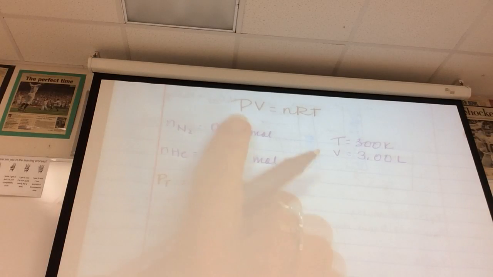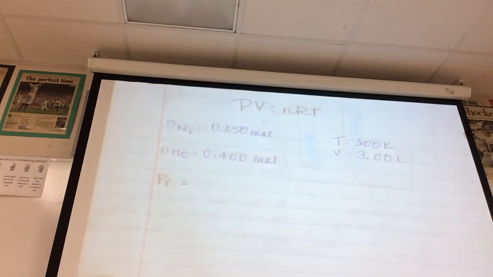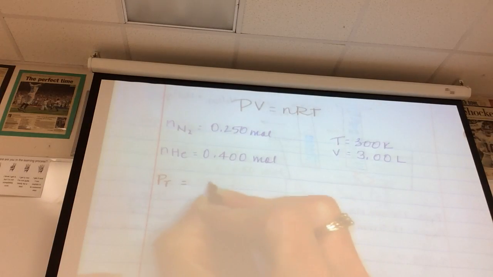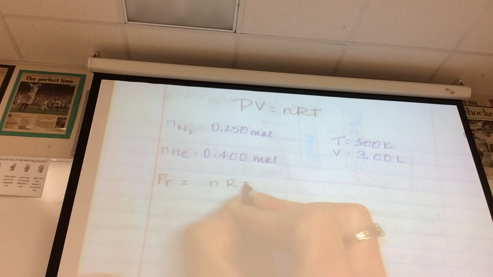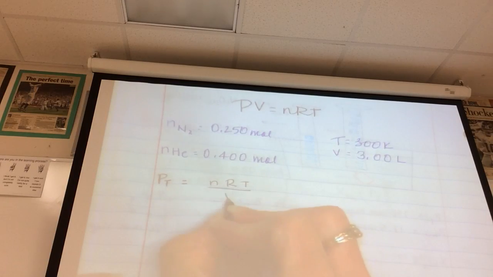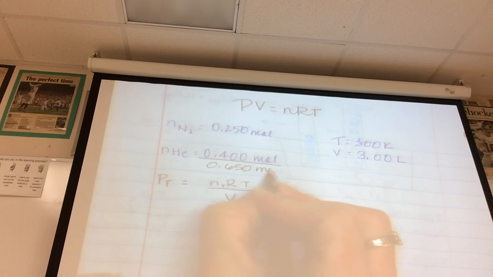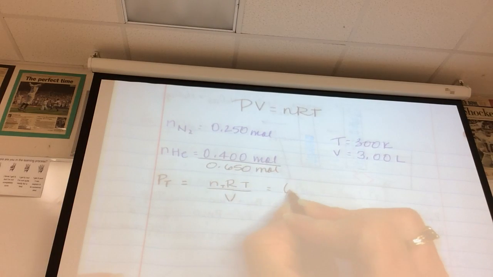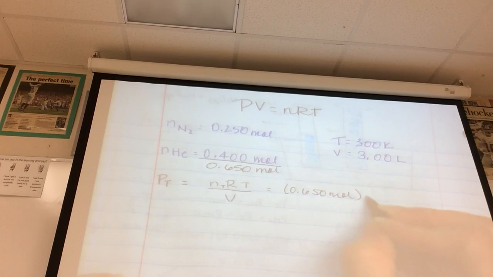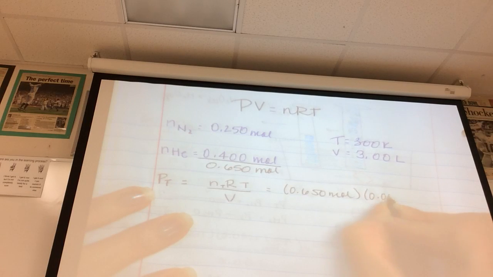What's pressure equal to if we manipulate this? But which moles would we use? Addition. We could add them together and get the total, right? 0.650 moles is the total, and then we have 0.650 moles. They didn't specify what unit the pressure's in, so let's do atmospheres.